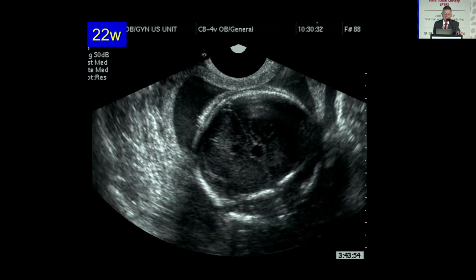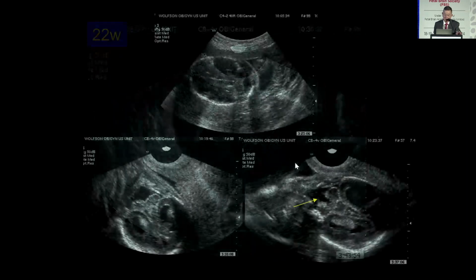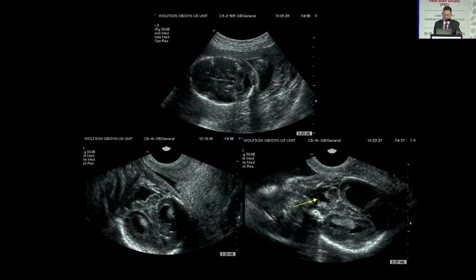I think it was years ago with the Elsin machine. This is the first case. It was quite clear that this is a case of agenesis of the corpus callosum. The interhemispheric suture is continuous. There is no corpus callosum. Okay.